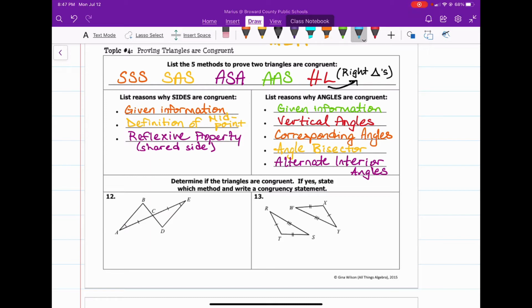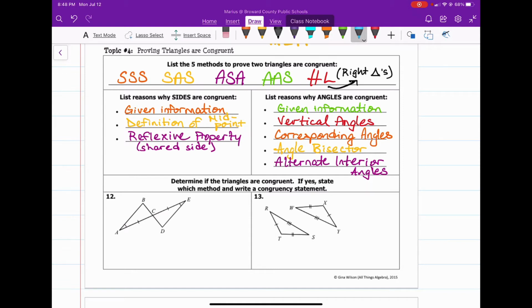Now the first one, SSS, is side, side, side. Okay, so all 3 sides can be congruent in 2 triangles, and that's how you would prove that. Then you could talk about the next one in yellow, side, angle, side. Okay, and these pretty much follow that order. A side congruent, then an angle congruent, then another side congruent. The third one in the middle, the purple one, angle, side, angle, which basically you see one angle congruent, then you have a side in between that angle and another angle that are both congruent.